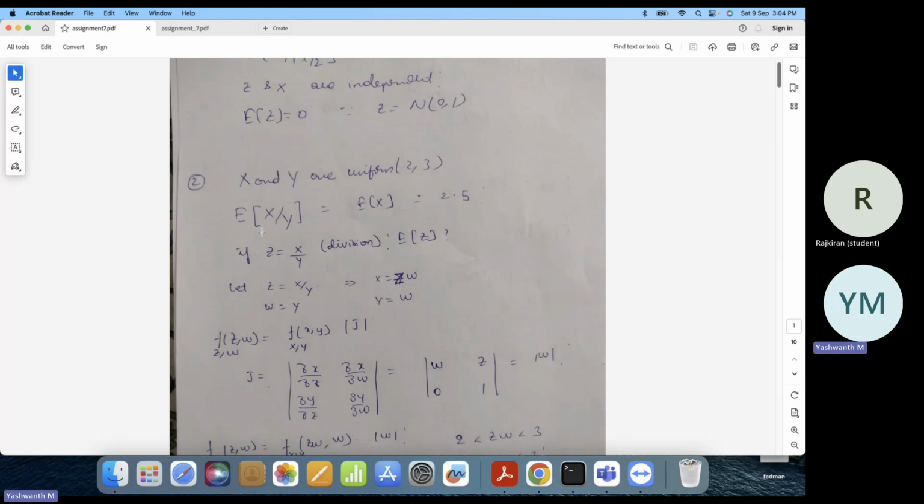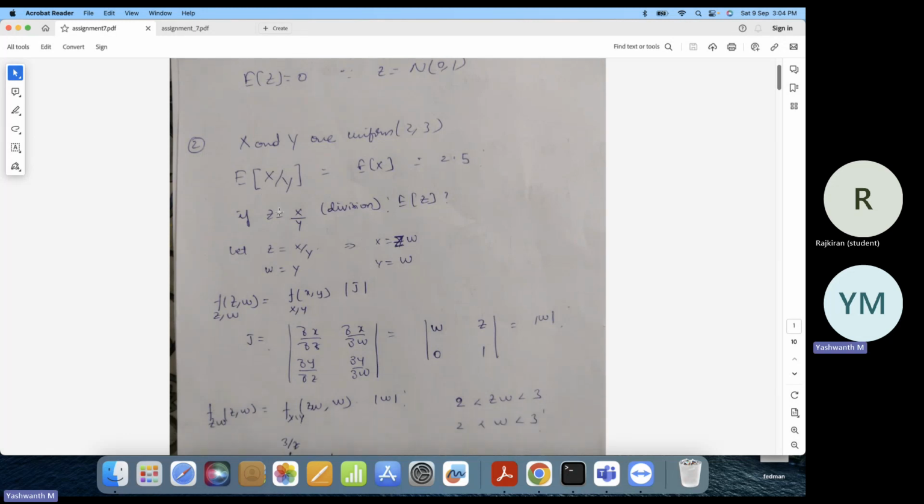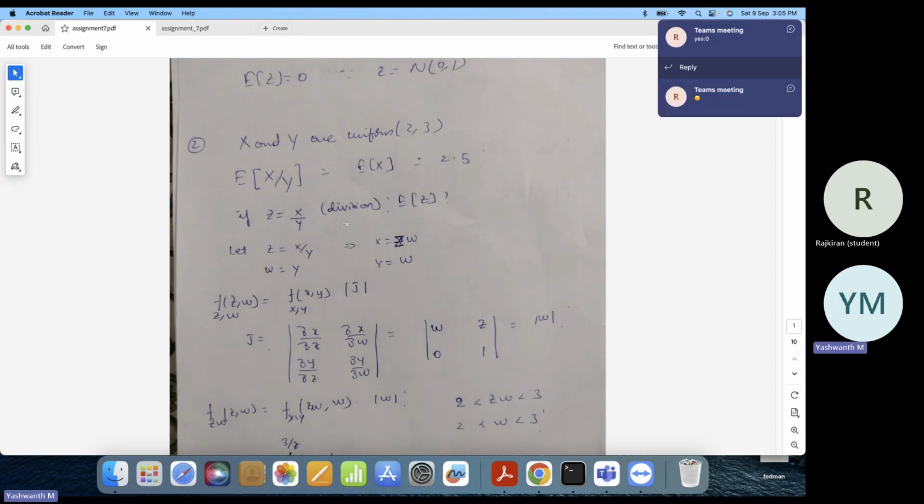Now consider the other case, where you want to divide. Z is nothing but the division of X and Y. In that case, we want the expectation of Z. The range that Z can take is nothing but 2 by 3 to 3 by 2. Is that clear? 2 by 3 to 3 by 2.